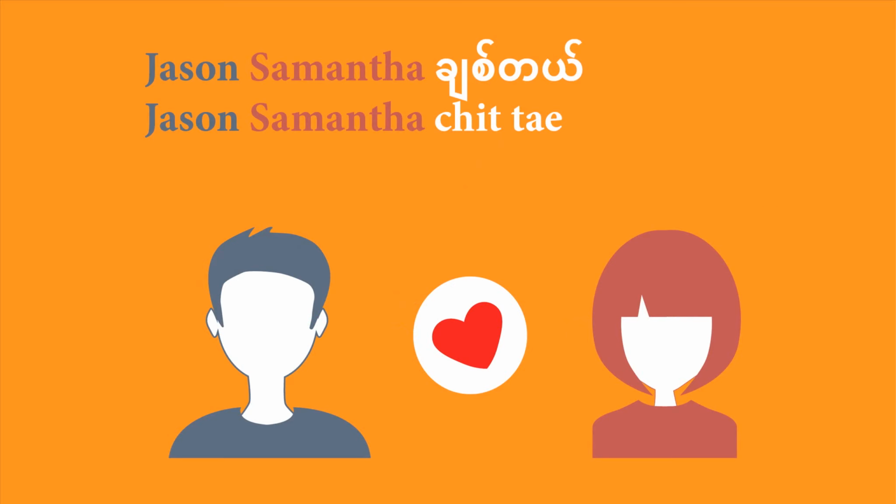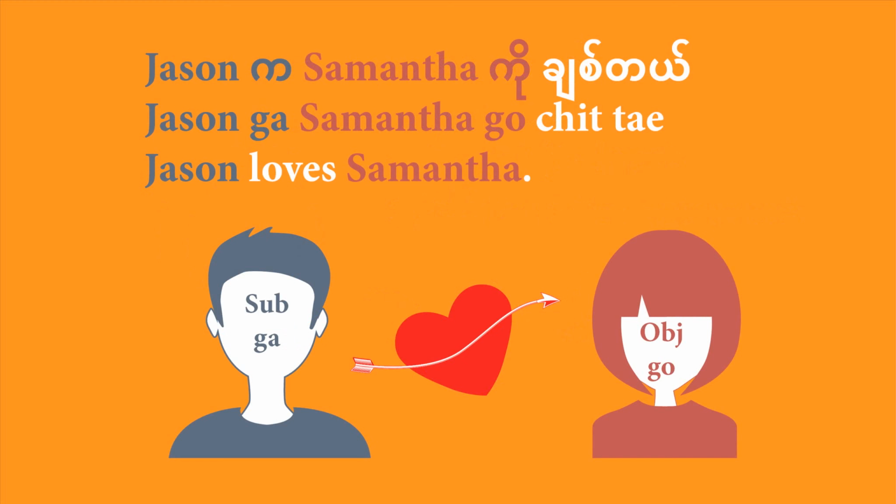Again, it's a situation that demands subject and object tags for clarity. If Jason is the one falling for Samantha, then you should say Jason ga Samantha go chit. Spoken quickly, it is Jason a Samantha o chit.